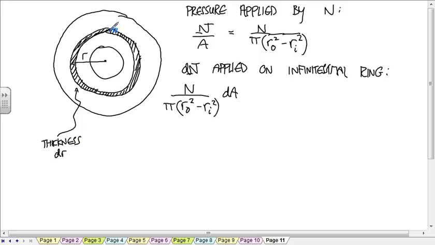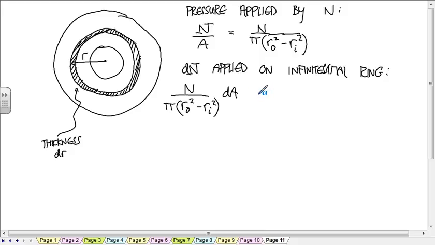So think about taking this ring, and actually this is a really common trick for integration of circular things, to come up with an expression for the area of that infinitesimal area. So think of taking this thin ring and straightening it out into a long thin rectangle. Well, we know the thickness. We can calculate the circumference in terms of r. And so dA is just going to be 2 pi r dr.